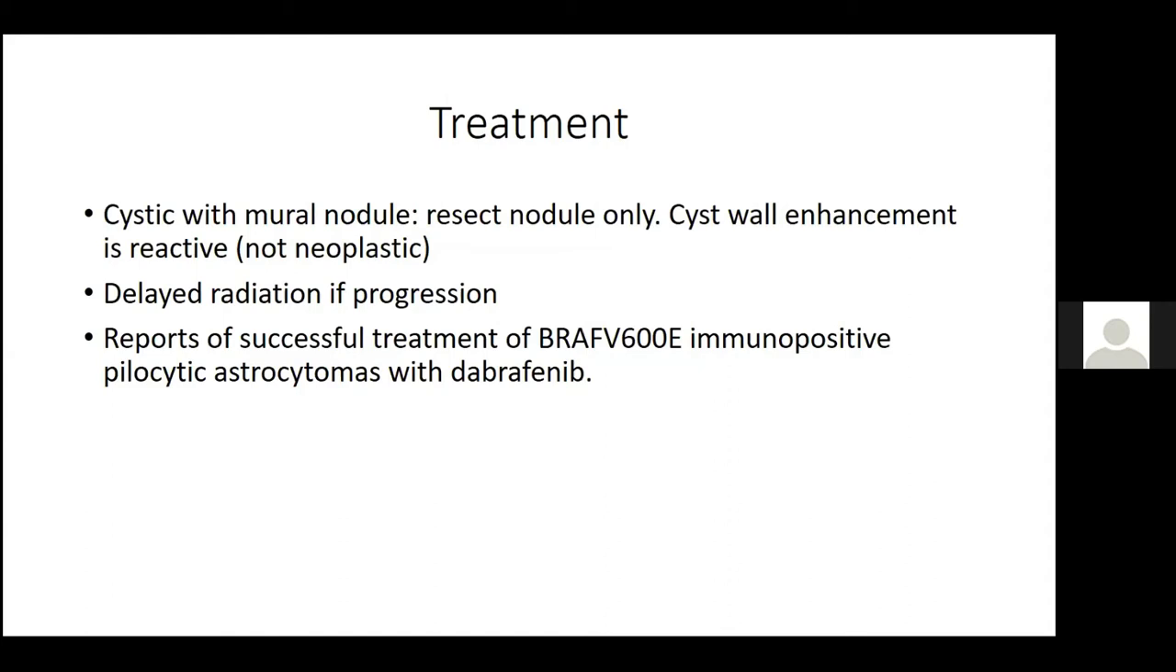You just take out the mural nodule. And then there is some kind of back and forth about timing of radiation, but I guess typically people say that you delay radiation unless there's progression. If you have a gross total resection, I guess it could be reasonable to radiate if you have a subtotal resection, but you could also still wait and see if it grows. And then as I mentioned, you can treat with dabrafenib, which is a BRAF inhibitor, if they have a BRAF V600E mutation.